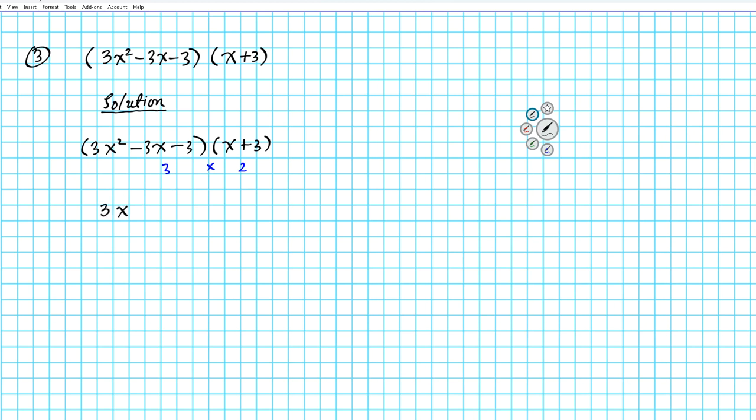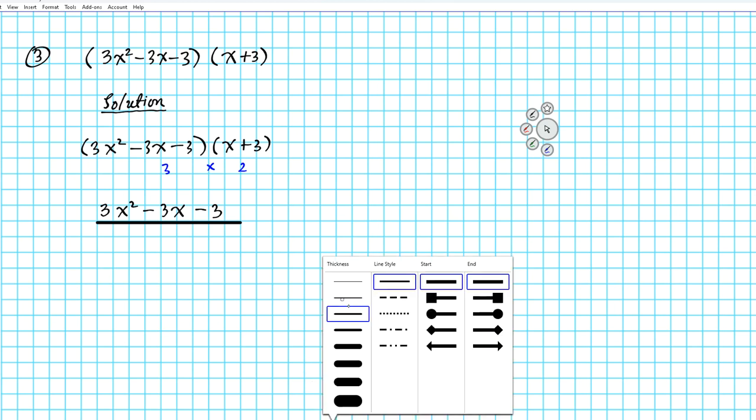So 3x squared minus 3x minus 3. Okay, and then that tells us we're going to have 3 columns here. So let's go ahead and start building our box that we're going to use for our box multiplication.